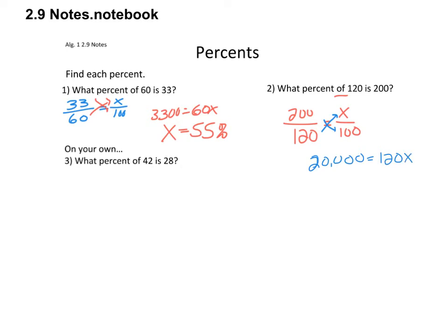Alright, and I'm going to go ahead and plug that into my calculator. 20,000 divided by 120, that's going to give us 166 repeating. And I'm going to go ahead and round that to 167. And again, that is a percentage, so make sure you label that as such.